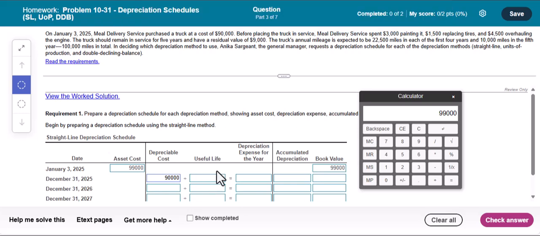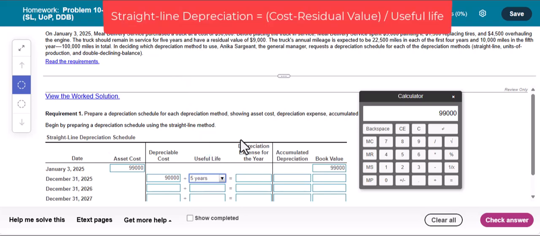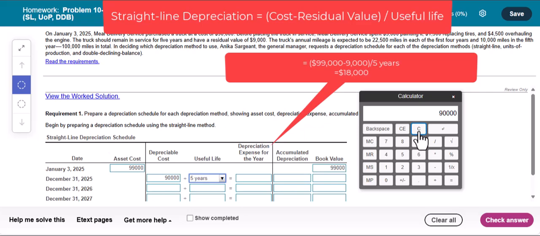And then we're doing depreciation with the straight line method, so we need to divide by the useful life, which is the number of years we think we can use this truck. So that is given to us here at the top of the problem. That is 5 years. So we can input 5 from the drop down. And now we calculate that depreciation expense for the year. So 90,000 divided by 5 years. And that's an annual depreciation of 18,000 for the straight line method here. So I'll go ahead and input that.